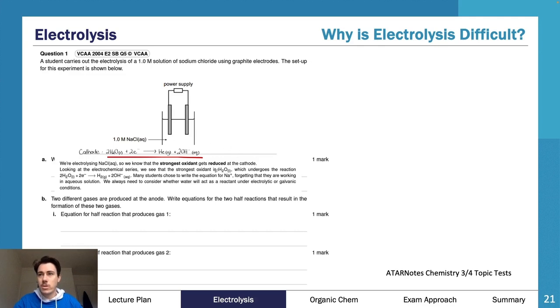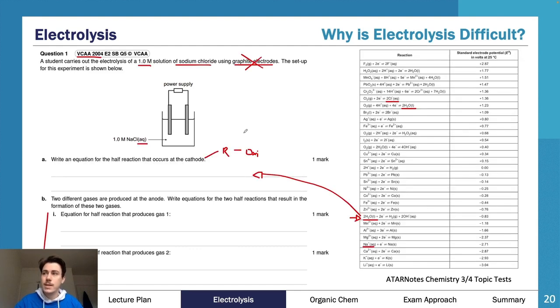So as it says, we're electrolyzing NaCl with the strongest oxidant getting reduced. So really important here is that in this scenario, the strongest oxidant is H2O. So that is my first step. Now, my second step is a little bit different. So why is my second step a little bit different? So it says here that I have two half equations occurring. You're like, oh, what's going on there? How come I have two?